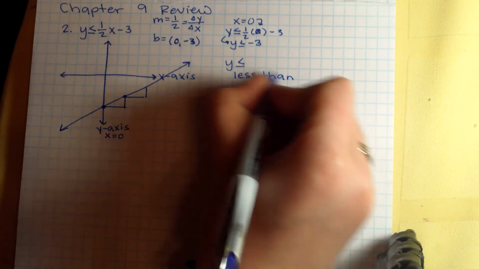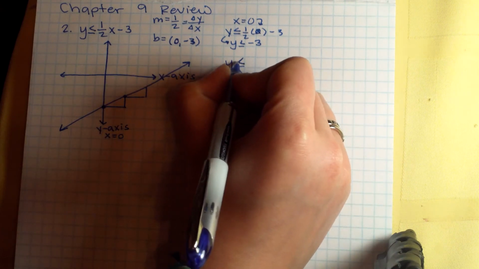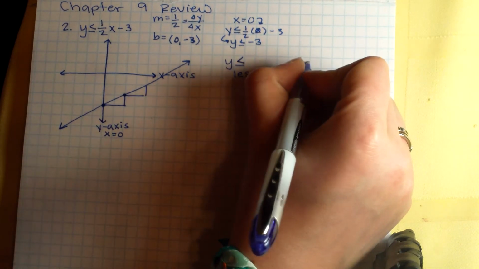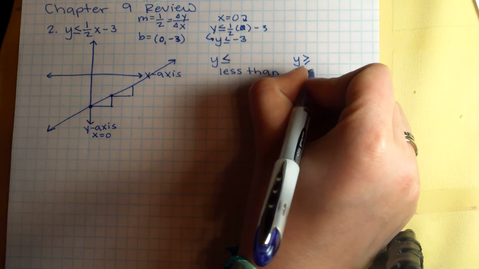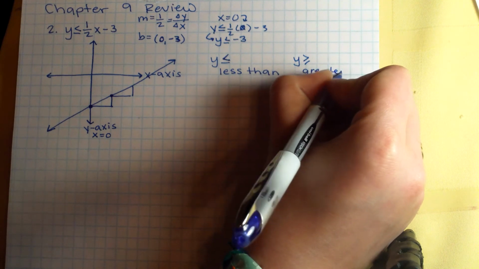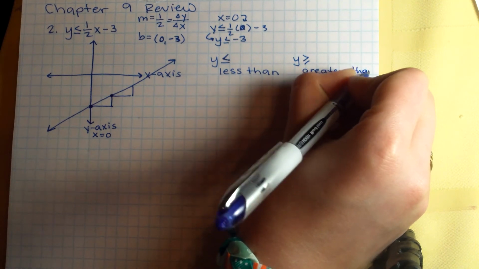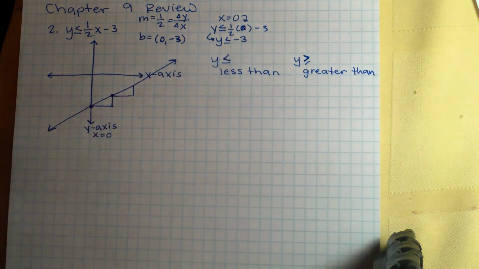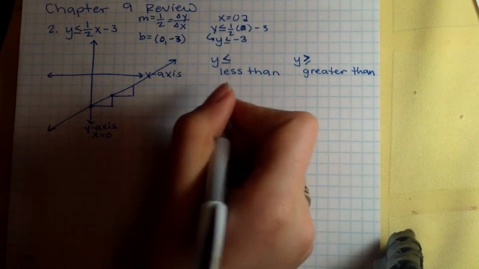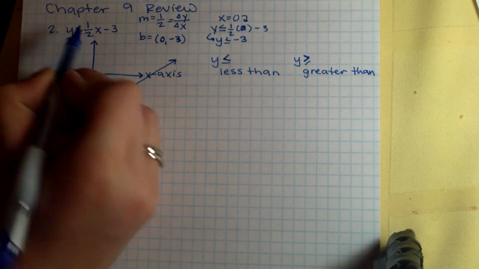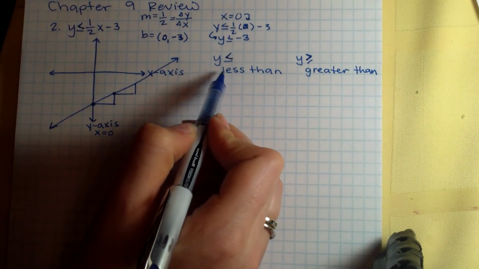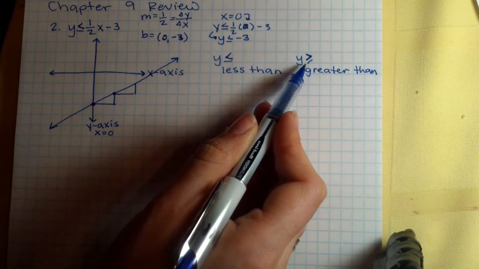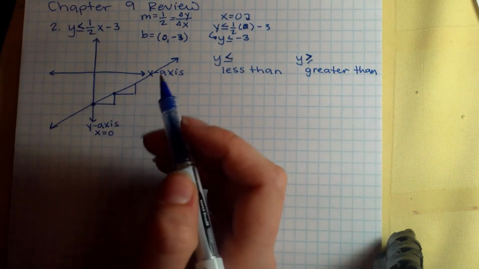Remember again, this is less than because y is on the smaller side of that symbol. This would be the y is greater than or equal to symbol. This is greater than, because it's on the larger side of that symbol. And so, which do we have? This symbol up here looks like it's the less than symbol. It's not the greater than, it's not on the bigger side. Y is on the smaller side.